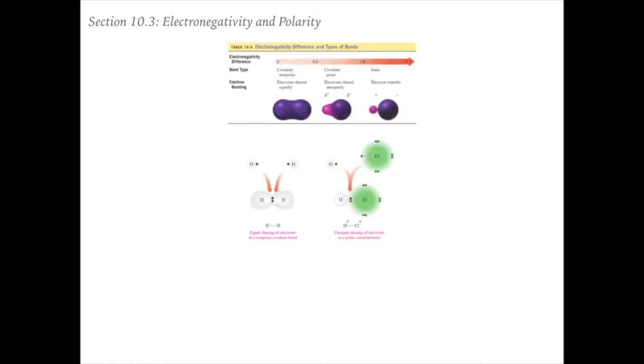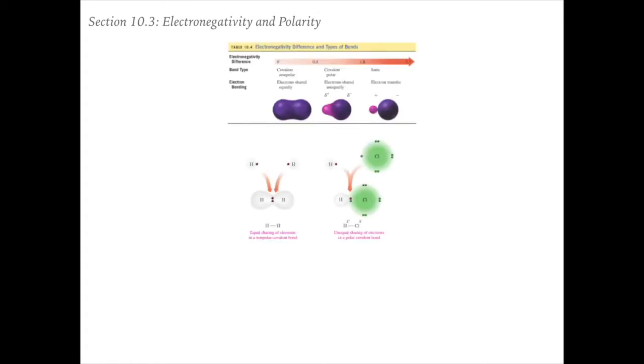The next thing that we need to add on to this is electronegativity and polarity. Remember, as you move across the periodic table, electronegativity increases the attraction for electrons. That's what electronegativity is. As you move across, it increases. As you move down, it decreases. Okay, so this is going to be important. We're going to look at why in just one second.